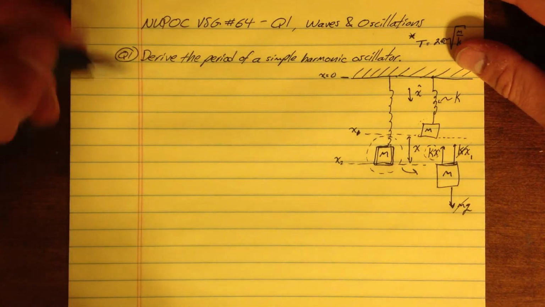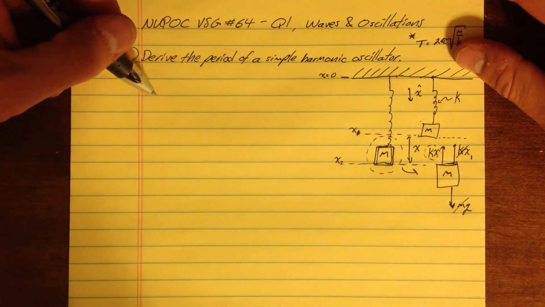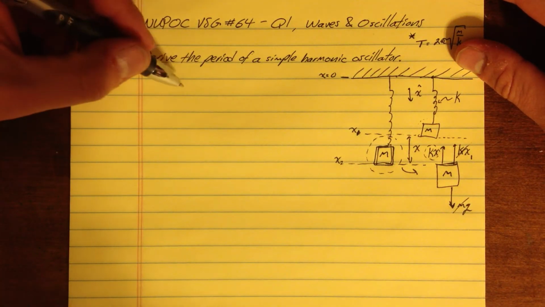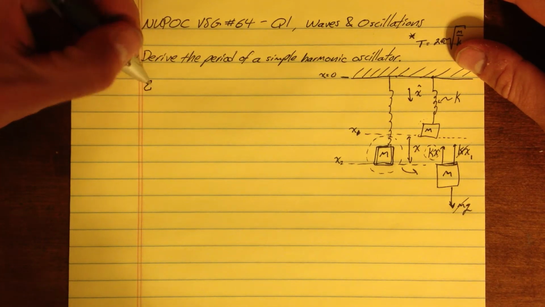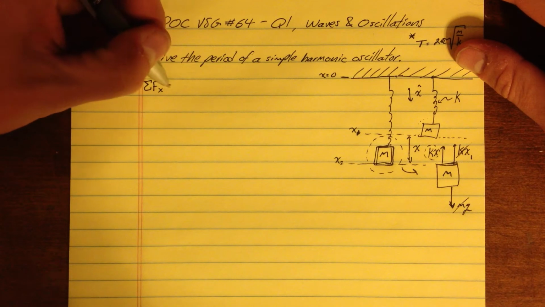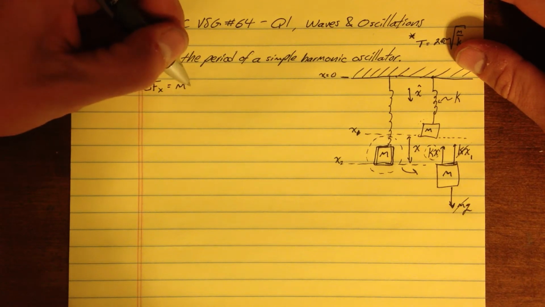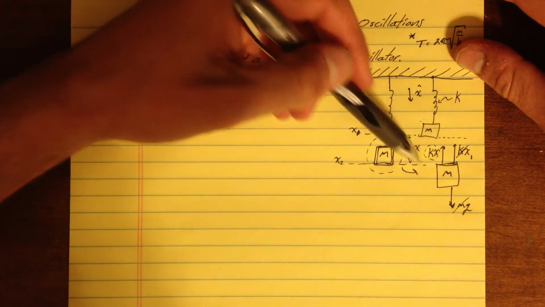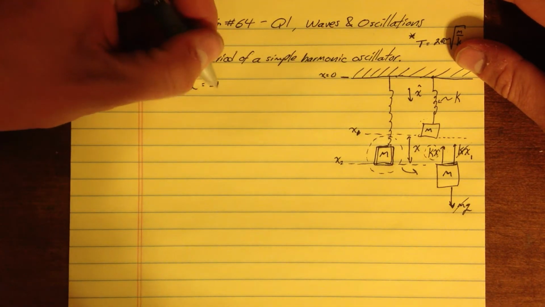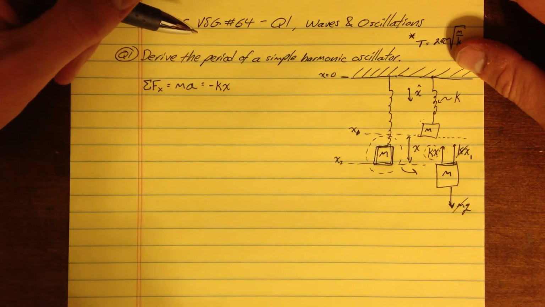All right. So now we have a sum of forces, and that leads us to F equals ma. Let's write that out. The sum of the forces in the x direction equals the mass times the acceleration of the mass. And the sum of the forces is just minus kx, since it's in the minus x hat direction.